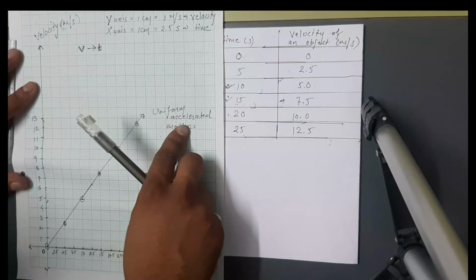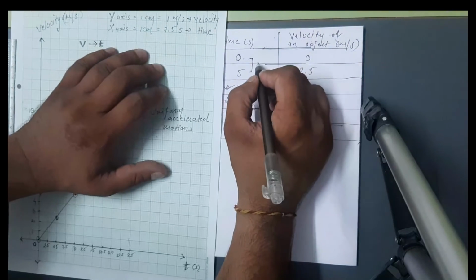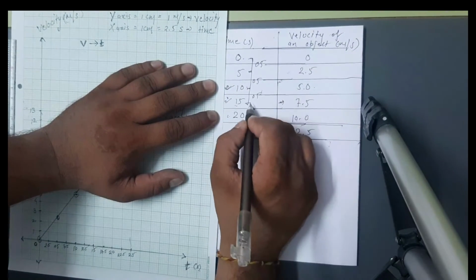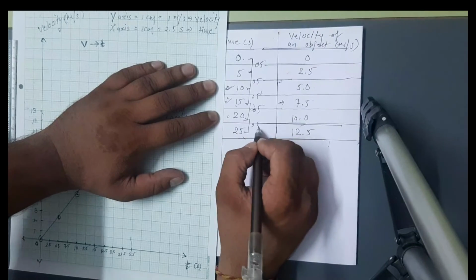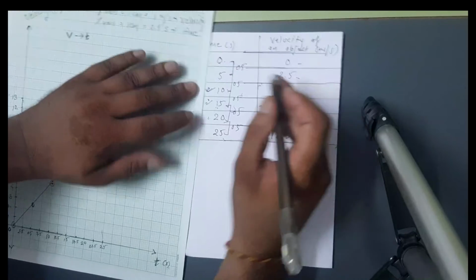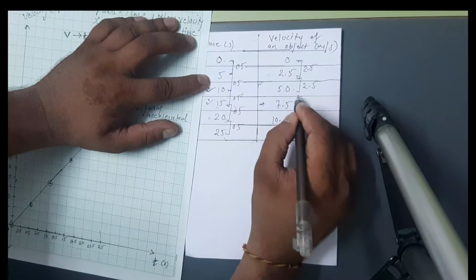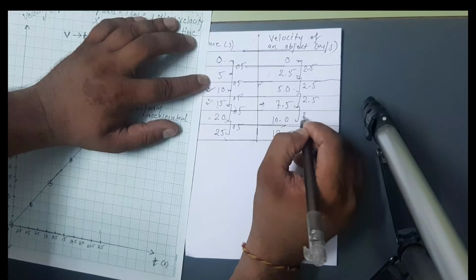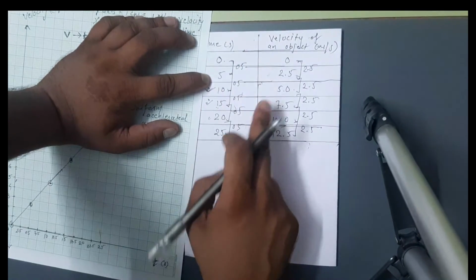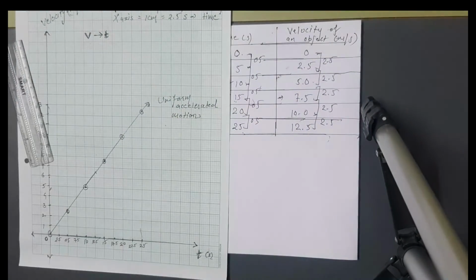So what does uniformly accelerated motion mean? Here you can see at every equal interval of time, here a time interval of 5 seconds, the velocity changes by almost 2.5 meters per second. So at every equal interval of time, the change in velocity is also the same. That is called uniform accelerated motion.